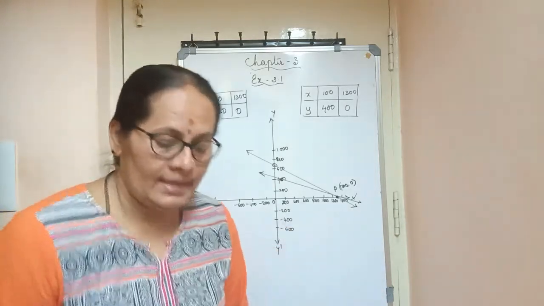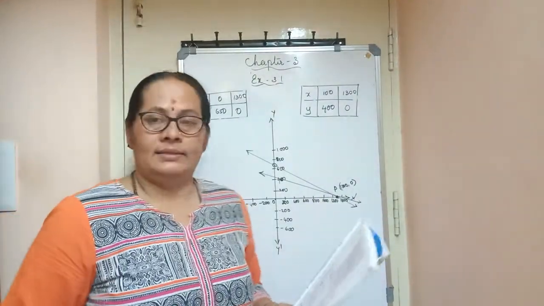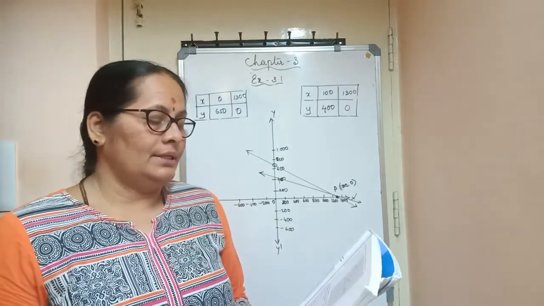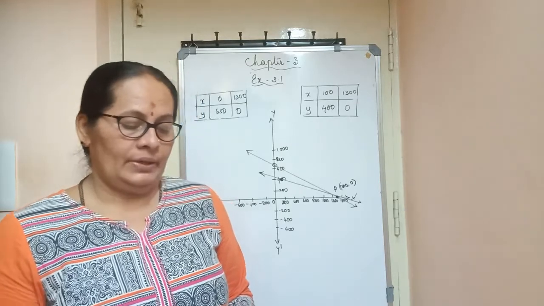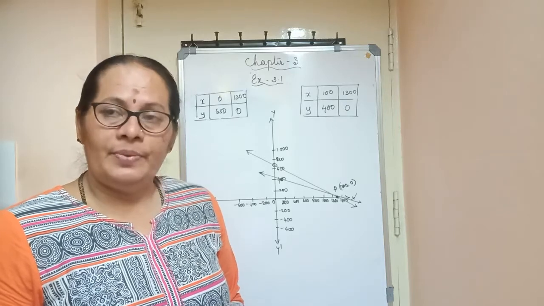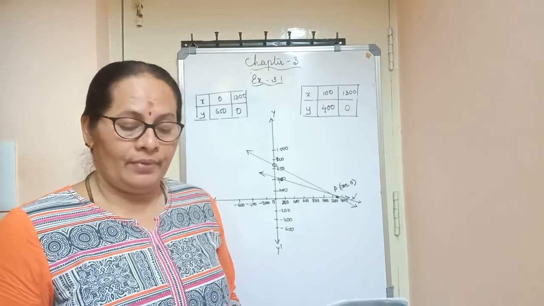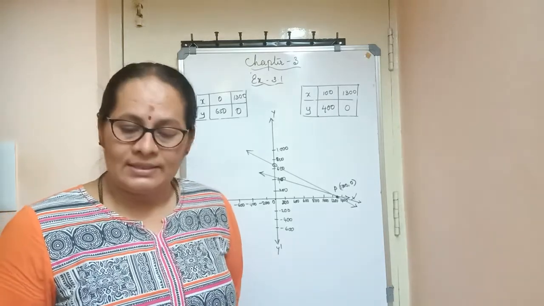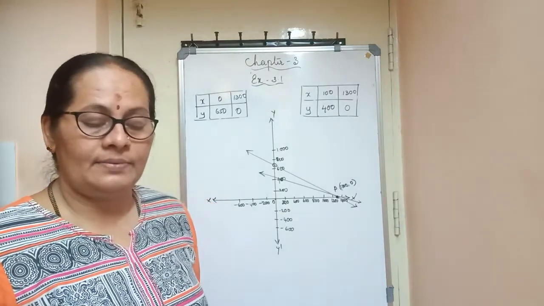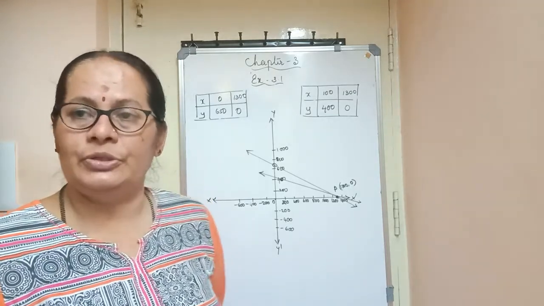Now we'll go to third one. Exercise sum third one. So here in this exercise 3.1 third question, the cost of 2 kg of apples and 1 kg grapes on a day was found to be rupees 160. After a month, the cost of 4 kg apples and 2 kg grapes is 300. So represent the situation algebraically and geometrically.